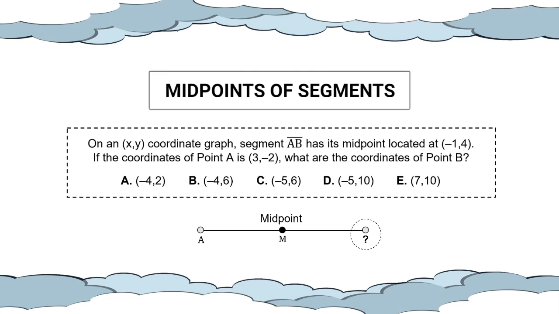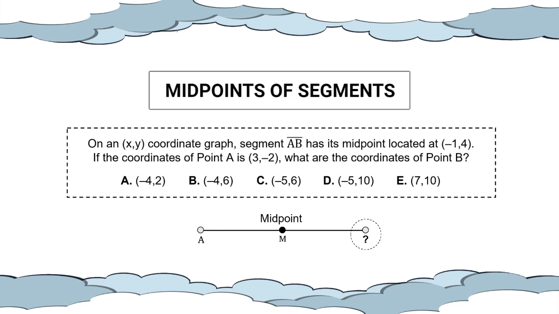In this geometry ACT math problem, we're going to look at midpoints and endpoints. And this is the problem we're going to look at. On an XY coordinate graph, segment AB has its midpoint located at (-1, 4). If the coordinates of point A are (3, -2), what are the coordinates of point B?